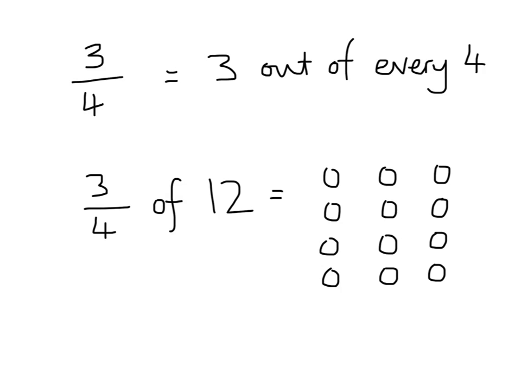Okay, what about 3/4? Well, 3/4 works in the same method we've used repeatedly now. 3 out of every 4 means 3/4. So 3/4 of 12 means 3 out of every 4. So 3 out of that 4, 3 out of that 4, 3 out of that 4, giving me 9.